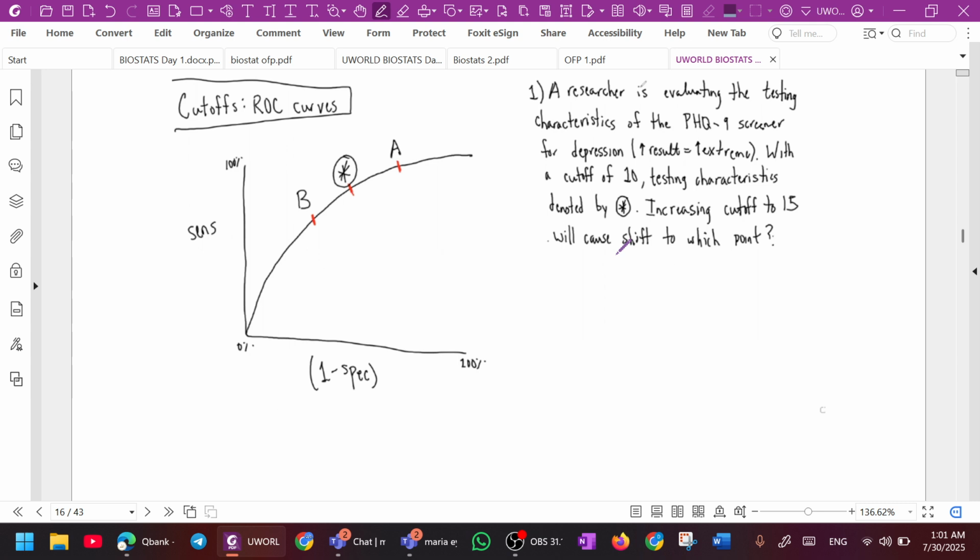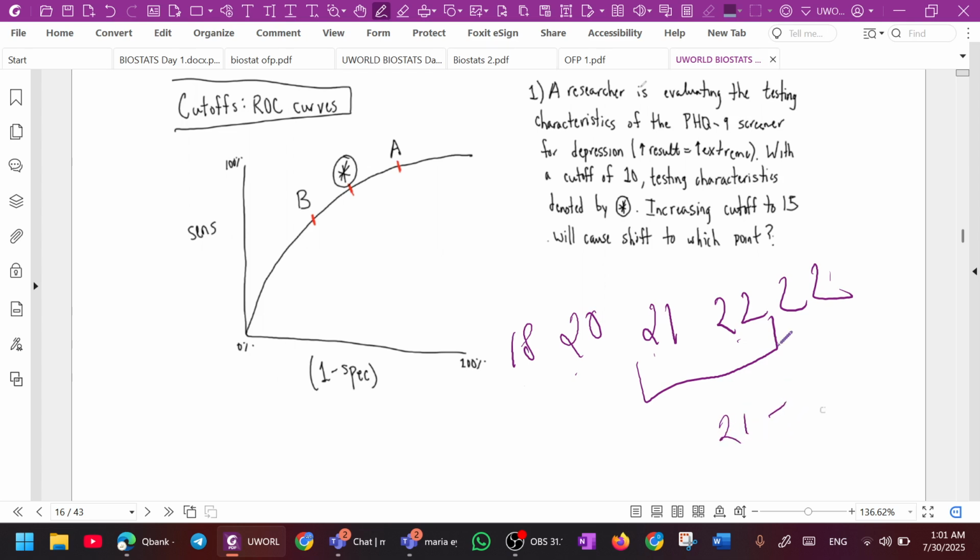Oh, no, no, no. Mean, I have found the mean. Mean is 20.6. Sorry, median. What am I doing? 20, 21, 22, 18... 21.5.